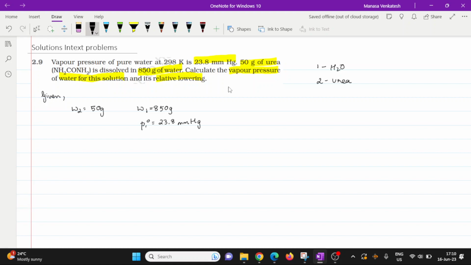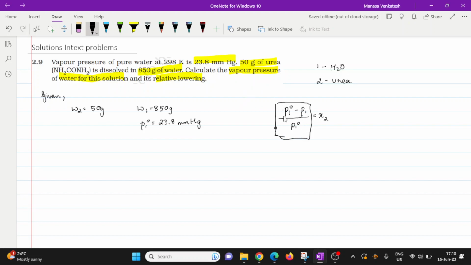Now we need to calculate the vapor pressure, right? So first of all, let's also write down the equation for relative lowering of vapor pressure. According to relative lowering of vapor pressure, we got the final equation as P1 naught minus P1 whole divided by P1 naught equal to X2. X2 is the mole fraction of our solute. And then we can easily say that the mole fraction of solute is equal to the relative lowering of vapor pressure, because that is what this whole thing represents. And then you can use this to calculate the value of P1.